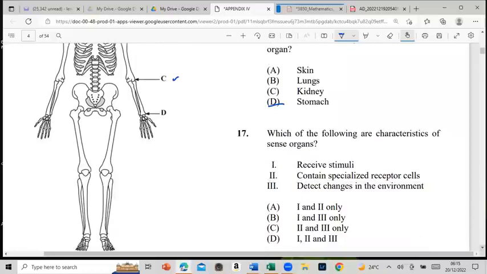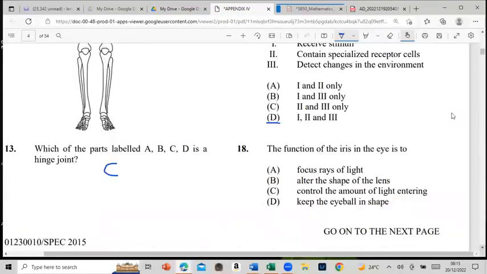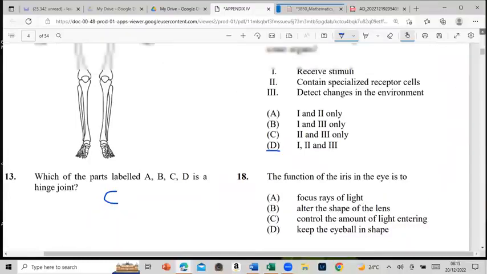Number 17, which of the following are characteristics of sense organ? 1, receive stimuli. 2, contain specialized receptor cells. 3, detect changes in the environment. I'm gonna go with all 3. Can I read it, guys? You realize that, right? Make sure you guys are reading up your notes and things, right?